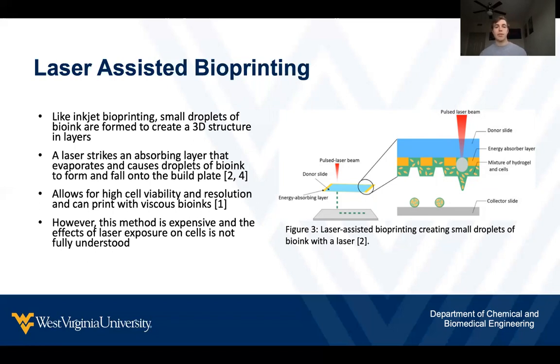This technique allows for high cell viability and a very high resolution, in addition to being able to print viscous bioinks, which is different from inkjet printing. However, due to the use of the laser, this method is pretty expensive and hard to implement. And the effects of the laser exposure on cells when bioprinting are not fully studied and understood yet.